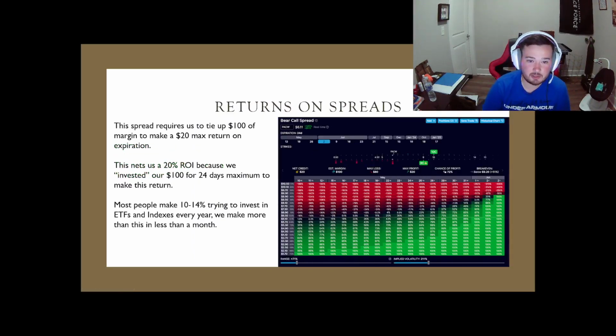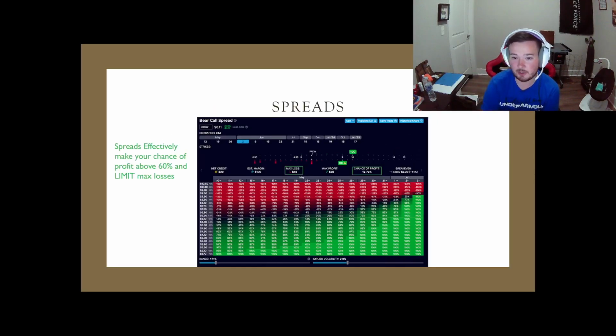the spread requires us to tie up $100 of margin to make up a $20 maximum return on the expiration date, which is only in 24 days. This nets us a 20% return on investment because we invested our $100 for 24 days maximum to make this return. Most people make 10 to 14% trying to invest in ETFs and indexes every year, and we make more than this in less than a month, literally 24 days till expiration. When this contract expires, it's going to expire worthless, and we get to keep that $20 net credit.